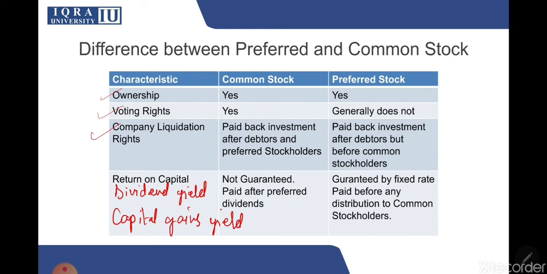If the company, let's say, makes a net income of 10,000 and out of that 10,000 they decide, okay, 6,000 they are going to give it to the shareholders in the form of cash, in the form of bonus shares. That is the return that is coming directly from the organization, whereas capital gains yield is the return that is coming from the stock exchange.